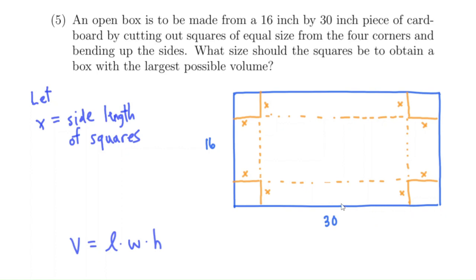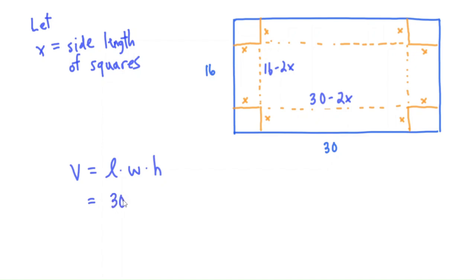Well, notice this length down here is 30, but that's not the length of our box. The length of our box is this length. Well, what is that length? Well, if this is X and this is X, shouldn't this be 30 minus 2X? And same thing here. If this big length here is 16, and this length is X, this length is X, this length should be 16 minus 2X. So the length is 30 minus 2X, the width is 16 minus 2X, and the height is just X.